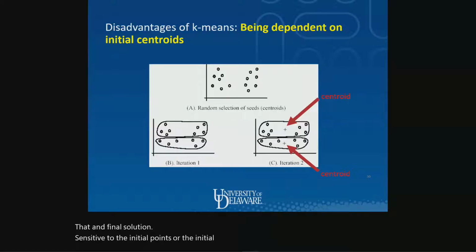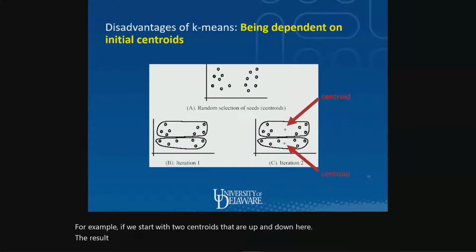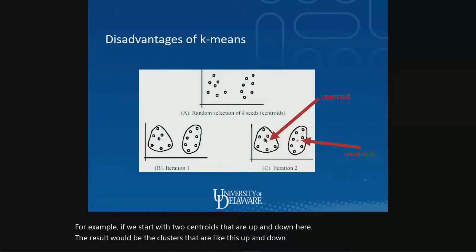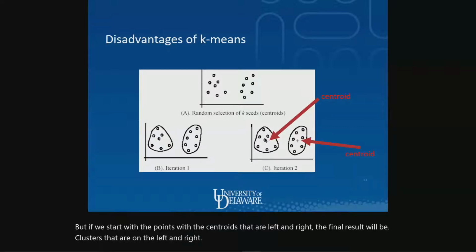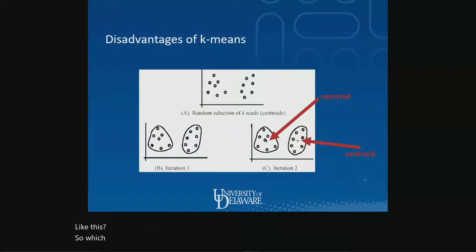initial conditions. For example, if we start with two centroids that are up and down here, the result would be clusters that are like this, up and down. But if we start with the centroids that are left and right, the final result will be clusters that are on the left and right, like this. So which one is better? Which one is the correct answer? Which one is the optimal answer?